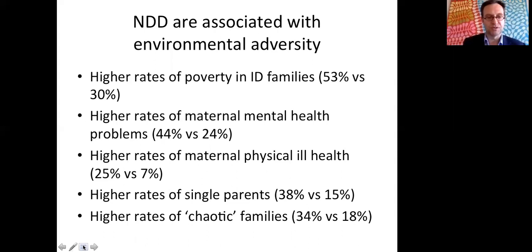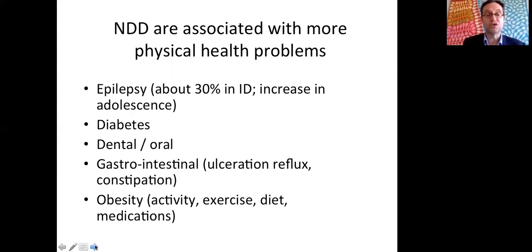And finally, neurodevelopmental disorders are also associated with more physical health problems. When you have intellectual disability or autism, we see much higher rates of epilepsy, about 30% in intellectual disability and in autism. It increases in adolescence. We see much higher rates of diabetes, dental and oral problems, gastrointestinal difficulties like ulcers, reflux and constipation, and obesity. That might be associated with a combination of activity levels, difficulty with exercise, dietary factors, medications, and so on.